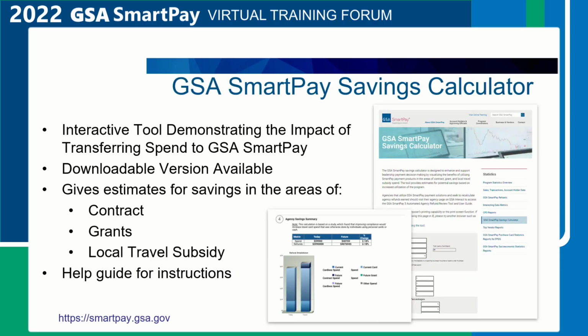The GSA SmartPay Savings Calculator is an interactive tool on our website designed to support decisions to move spend over to the GSA SmartPay program and give estimates for savings in the areas of contract spend, grant spend, and local travel subsidy spend. There are 4 major pieces of information which you will need to enter.